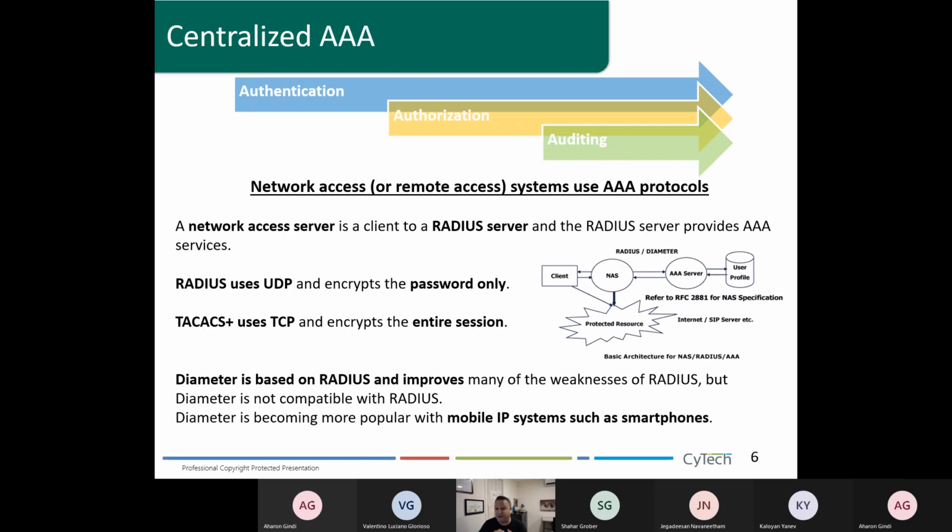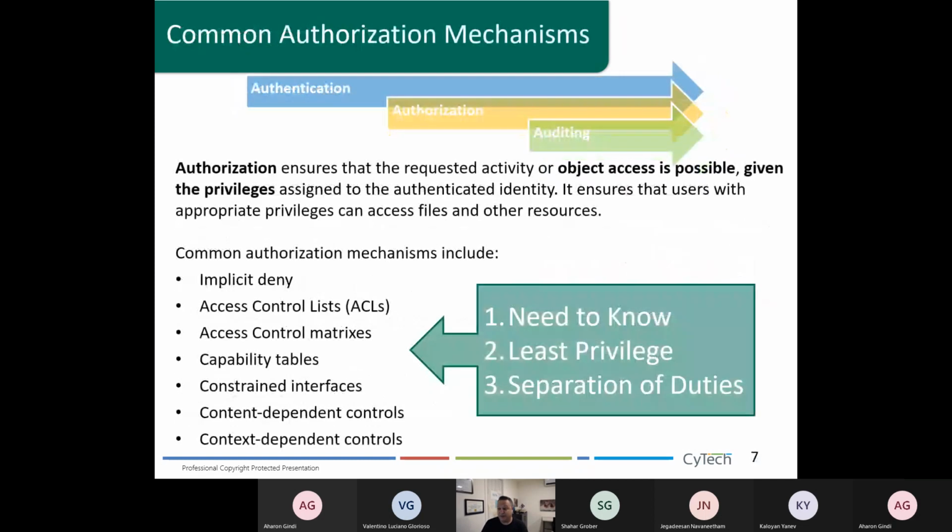however very expensive, very costly, we will use TACACS and TACACS Plus, which uses TCP and encrypts the entire session of that AAA. For cell phones or mobile networks, we will use Diameter, which looks and acts pretty much the same as Radius, but for mobile networks or mobile IP systems with smartphones.